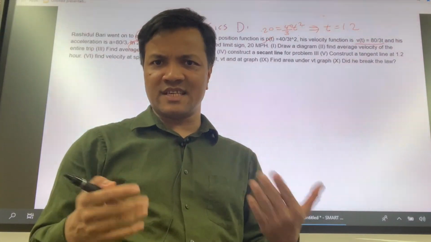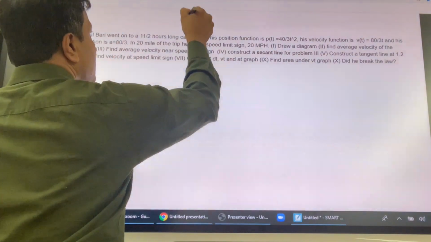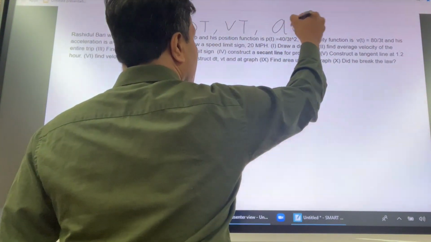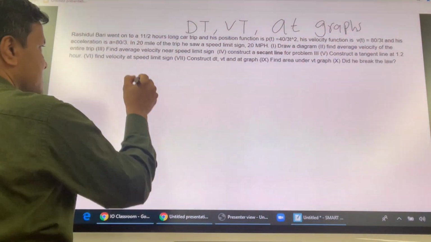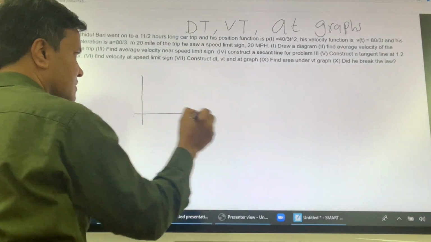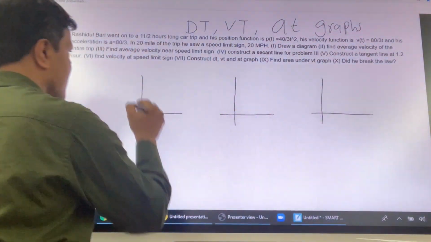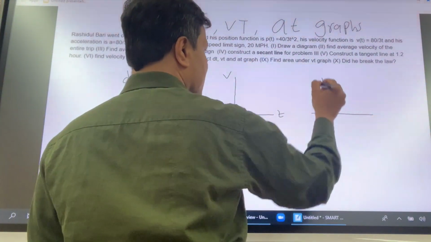The d(t), v(t) and a(t) graphs. So the d(t) graph, the v(t) graph and the a(t) graph. This is d(t), this is v(t) and this is a(t).